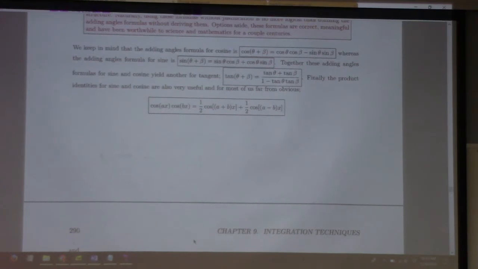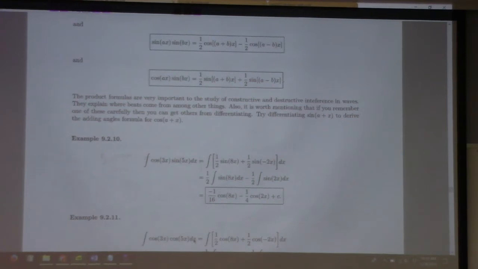So these are adding angles formulas for sine and cosine. These are the product formulas for cosine. There's the product formulas for sine. We've derived these with the imaginary exponential before. But here they are all stated in the notes, and they allow you to do integrals like cosine times sine to the 5th, things like this.